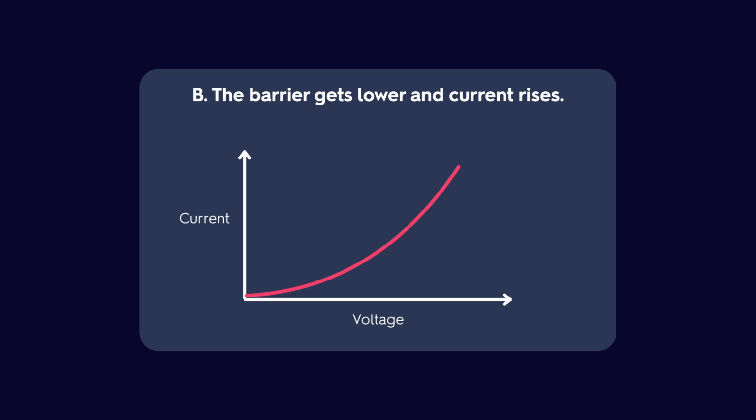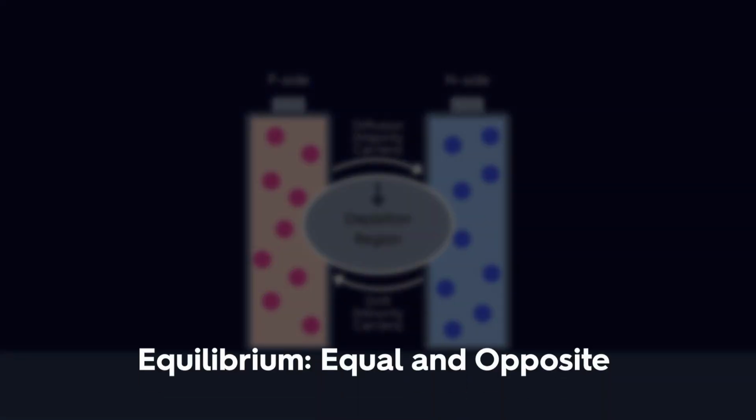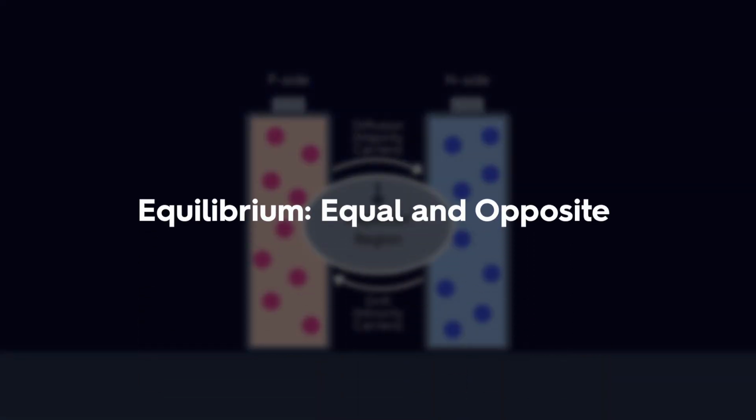Before we connect any battery, a PN junction at equilibrium has two currents. Diffusion current comes from majority carriers trying to spread out, and drift current comes from minority carriers pulled by the electric field in the depletion region. At equilibrium, they are equal and opposite, so total current is zero.